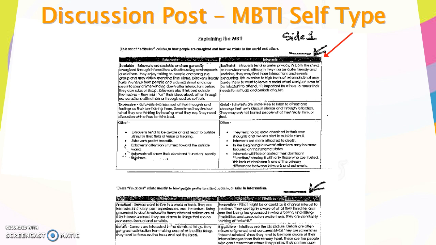For your self-type, you will read each category and the explanations for each side and give yourself a letter for which side you prefer more. For example, extrovert and introvert. What do you prefer? Are you more extrovert? If you are extrovert, then you will list E. If you are more introvert, then you will list I.